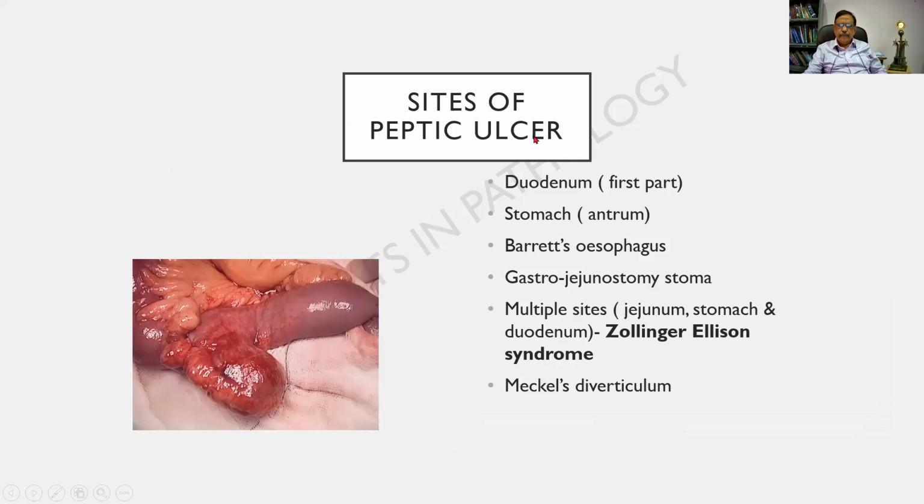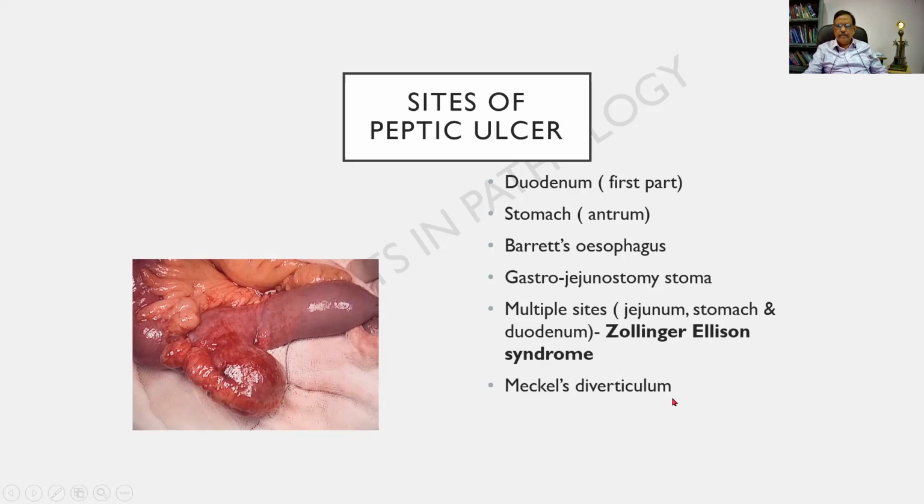What are the other sites of a peptic ulcer? One is the duodenum in the first part and the stomach that we had seen. It can also occur in a Barrett's esophagus. Gastrojejunostomy stoma. Stoma is the opening where they have reconnected. It can occur in multiple sites such as jejunum, stomach, duodenum, etc. in a Zollinger-Ellison syndrome. And it is common in a Meckel's diverticulum.